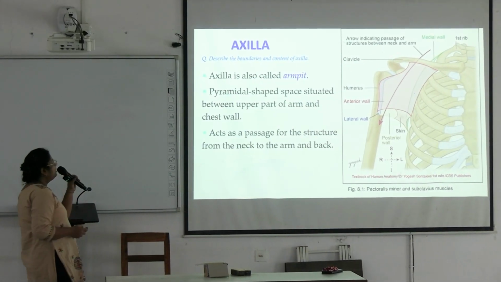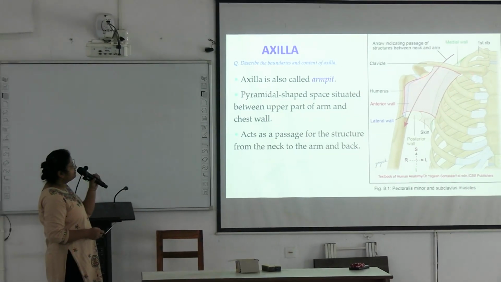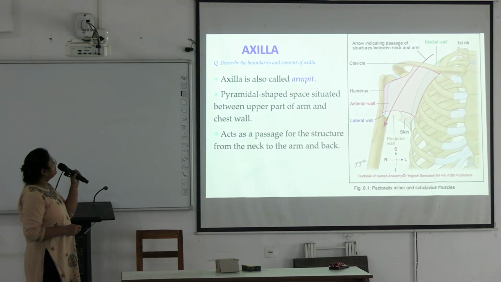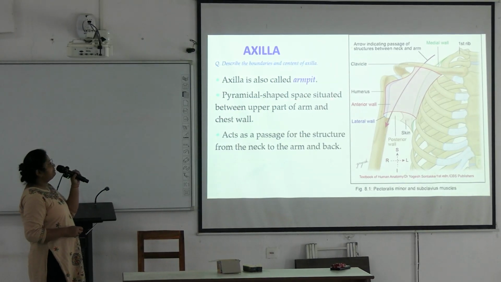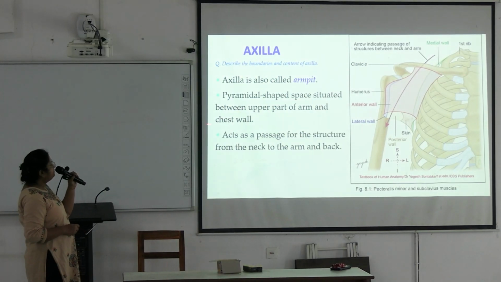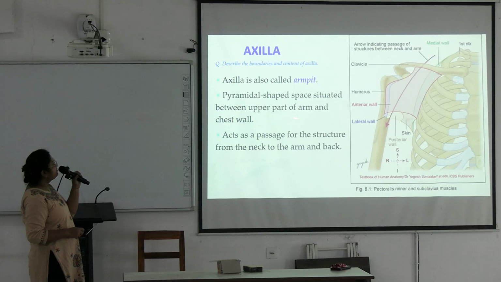Axilla is also called armpit. So this is the location of the axilla. It is a pyramidal shaped space situated between the upper part of arm and the chest wall. In between these two, here lies the axilla.